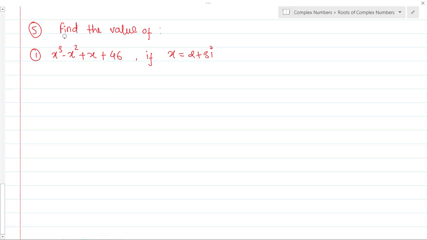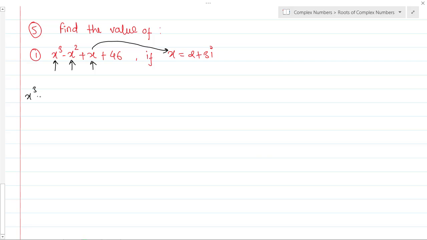Then what to do, boss? The very first thing is to check out the powers. So there is x cube, x square and x. We have the direct value of x. Can we get x square? Yes, of course. Can we get x cube? Yes, of course. So first let's solve for x cube.